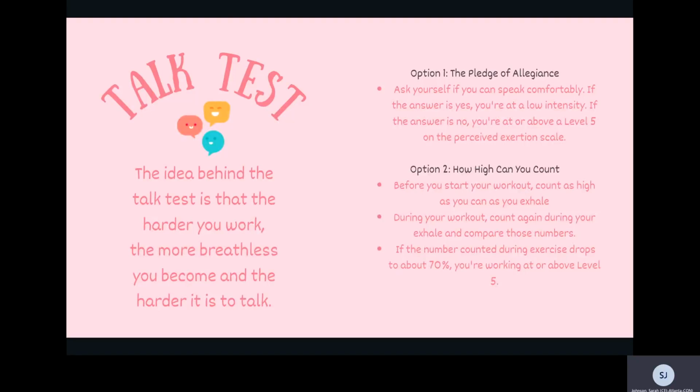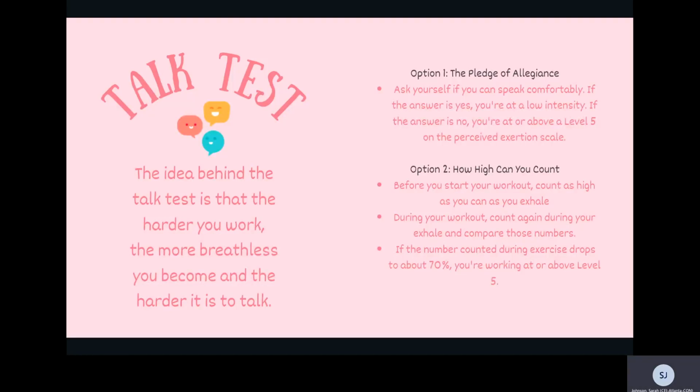So the idea behind the talk test is that the harder you work, the more out of breath you get, and it becomes harder to talk. A few popular tests for this include reciting the Pledge of Allegiance or counting numbers. So for example, during your workout, if you choose to recite the Pledge of Allegiance or any other phrase, poem, or song that you like, if you can speak comfortably, you are at a low intensity. And if it's hard to speak, that means you're at or above a level 5 on the perceived exertion scale.